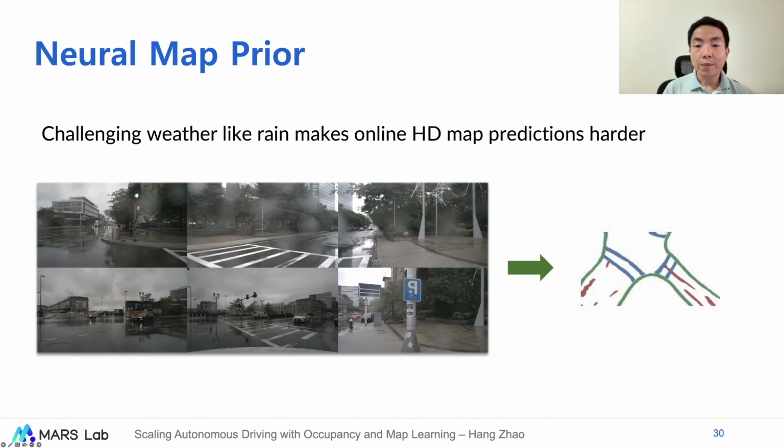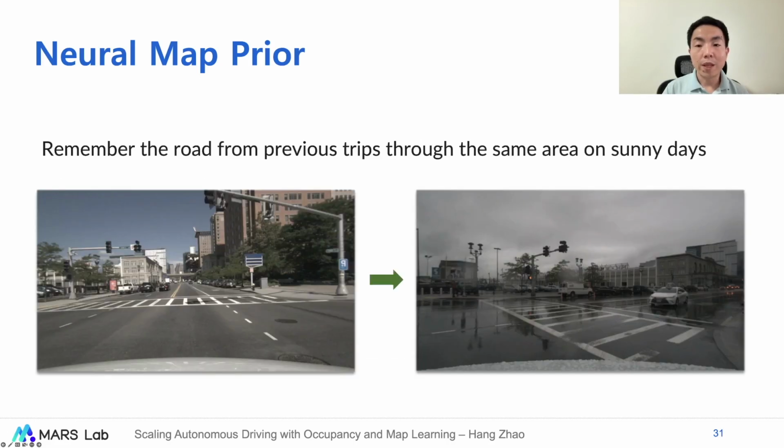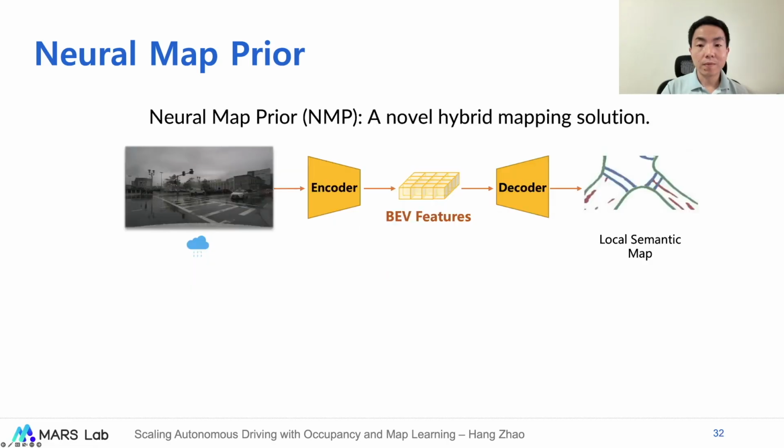Here is the motivation. Driving in bad weather can be tough for self-driving cars. Due to the reflections on the road by the water, it's hard to infer accurate maps in real time onboard. But imagine if these cars could remember how the road looked on a sunny day, in the same location. Then we can potentially recover the road structures, the maps, better. That is what we have done with our system, Neural Map Prior.